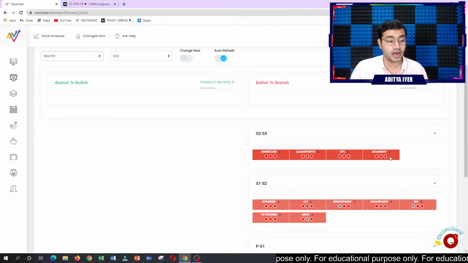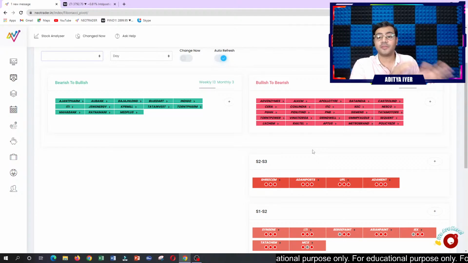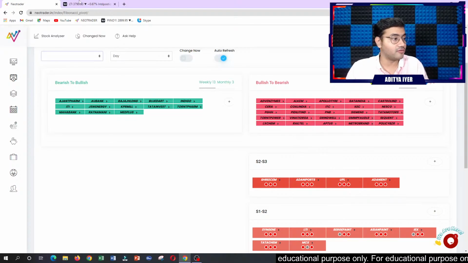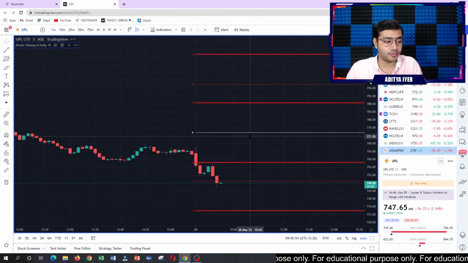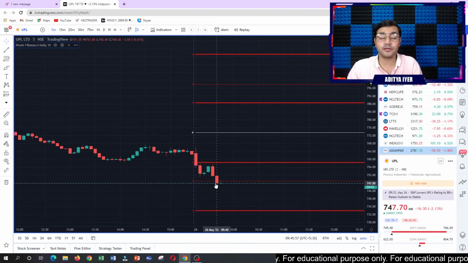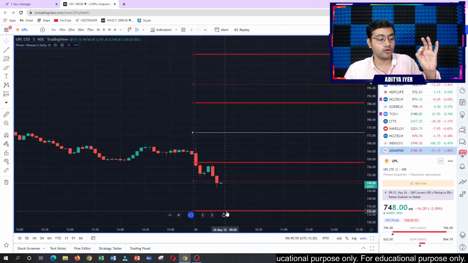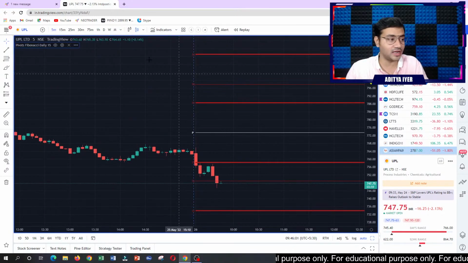Adani Ports, UPL, Adani Enterprises, Shree Cement. So another thing, right? When you have a stock that doesn't move much, you should be a little careful. Compared to Shree Cement, Adani Ports, I know that Adani Ports moves much better. UPL moves much better than Shree Cement, right? So I will have a look at UPL first. Let me go to UPL here, and I can see that UPL has already broken below S2, and now your target will be the S3 level.